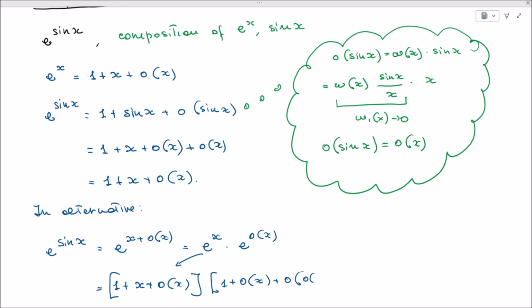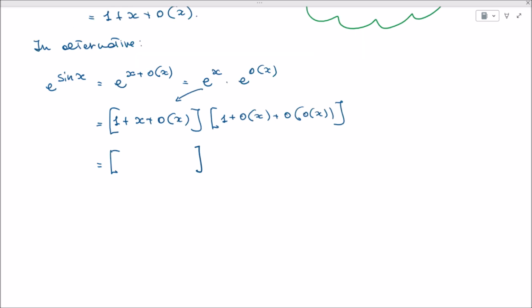Let's proceed now and develop the multiplication. Well, but before that, we can just simplify the second part. So we can leave this as it is, 1 plus x plus little o of x. And for the second factor, we can write 1 plus simply little o of x, because we know that this little o of x plus little o of x can be easily proved to be little o of x.